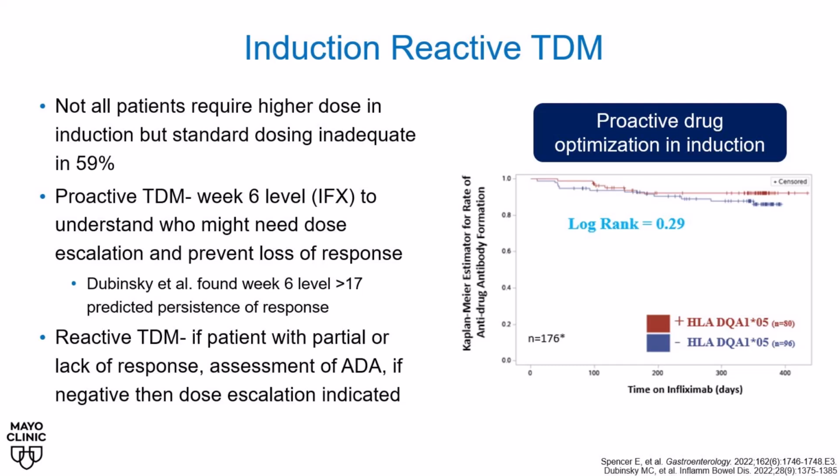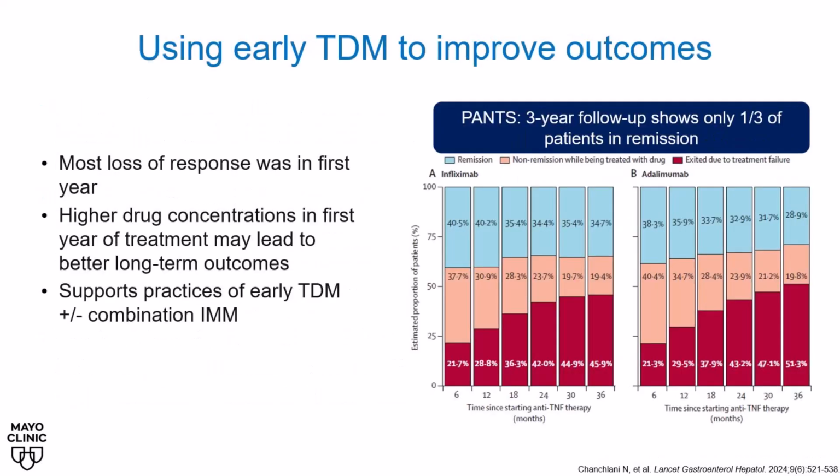And so we know that most patients that we start on infliximab are going to need some level of dose optimization. And of course, there's the opportunity for reactive monitoring, which is if that patient has a partial response, you're checking it at some point during induction. But I really like the idea of just having it standard at that week 6 mark. We know that this early TDM can improve outcomes.